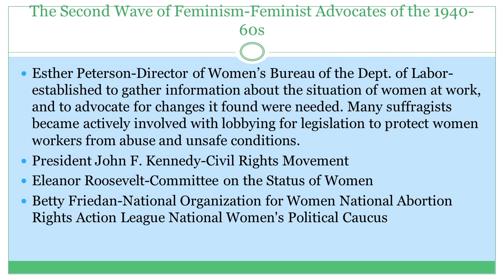In the 1940s and 60s, basically, again, you get more government representation. The Women's Bureau of the Department of Labor was established to gather information about what's going on with women at work. They wanted to be an advocate for changes that women needed. President John F. Kennedy, again with the Civil Rights Movement, Eleanor Roosevelt, Committee on the Status of Women, Betty Friedan, and the National Organization of Women, again having that seat at the table, if you will, in the political arena.